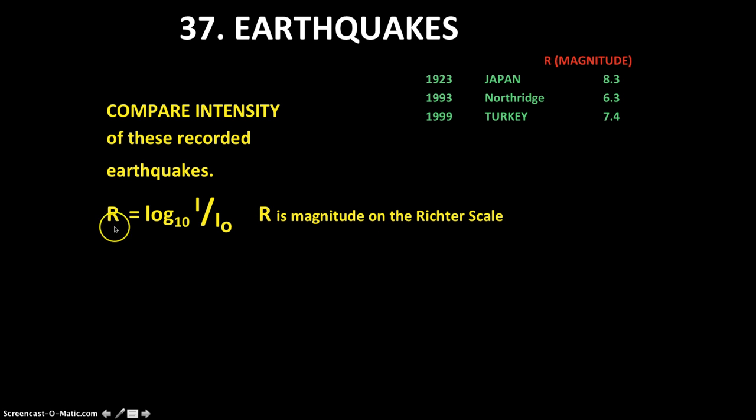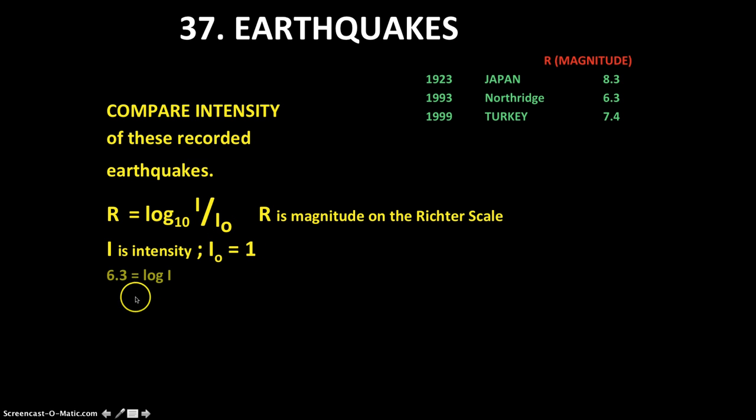Richter, that's the R, log base 10 of I, which is intensity, over I sub 0, which is the initial intensity. That's when there is no earthquake. It's a 1. It can't be 0. You can't have a 0 under here. So really, that's kind of eliminated.